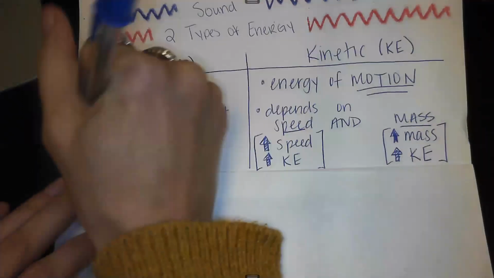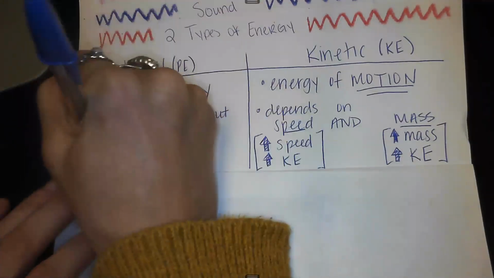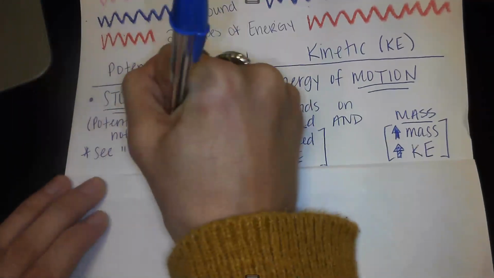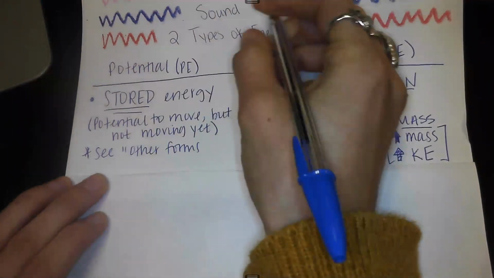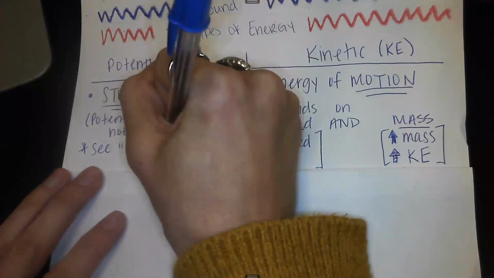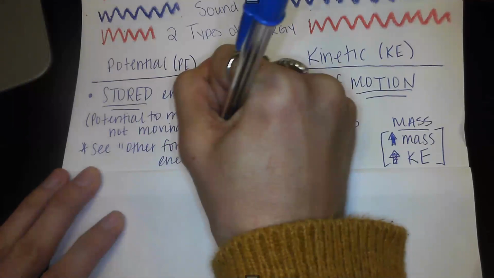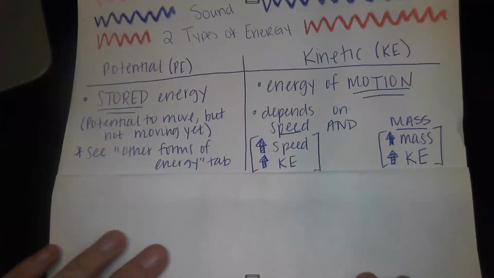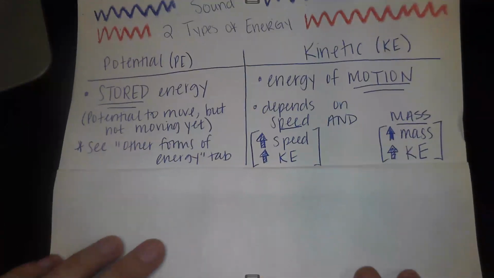I do want to make a note to make sure you look at the other forms of energy tab, because that's where we're going to talk about the gravitational potential energy, our favorite chemical potential energy, and elastic potential energy.